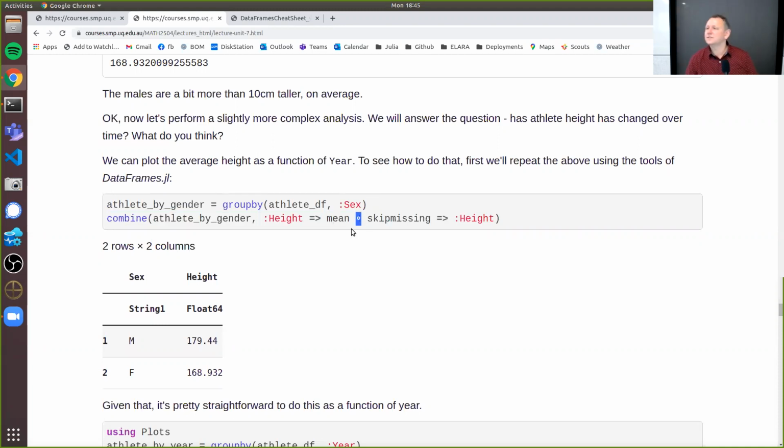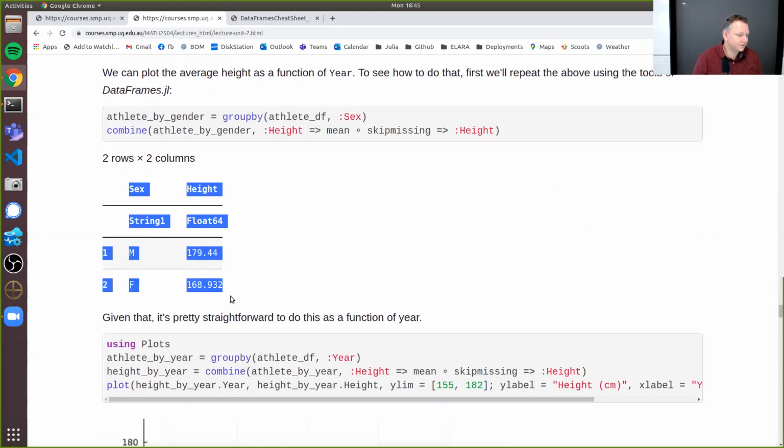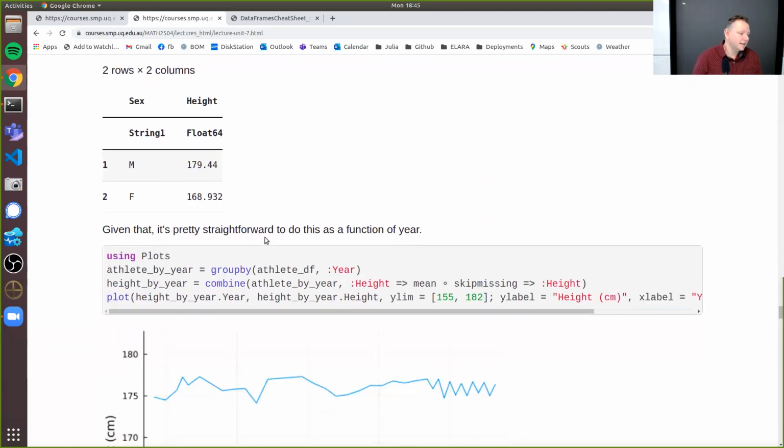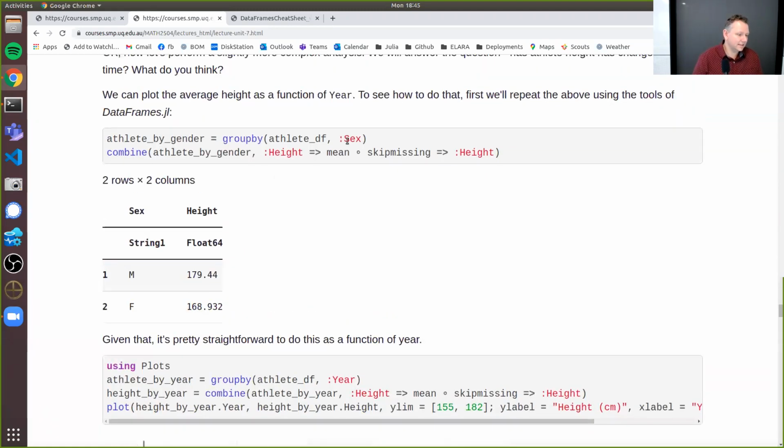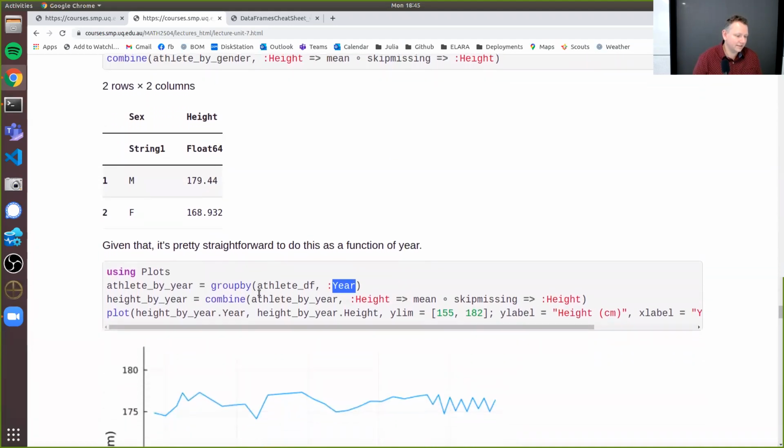This is the functional composition operator. And then by default, what Julia will do is munge the name. So we're putting it back into the height column. Okay, so these are the results from before. The males are 179 centimeters, the females 168 centimeters, fine. Now let's do this not with sex here, but with year. How has this changed over year, height by year?